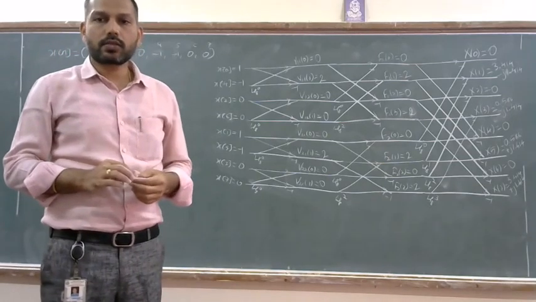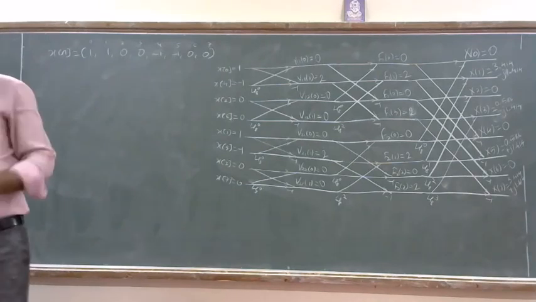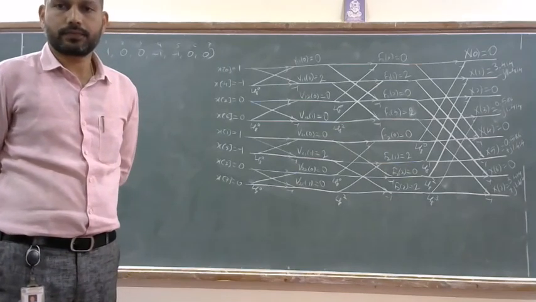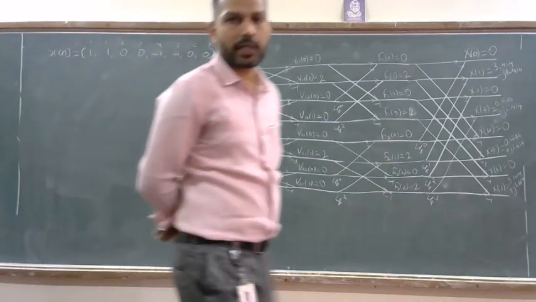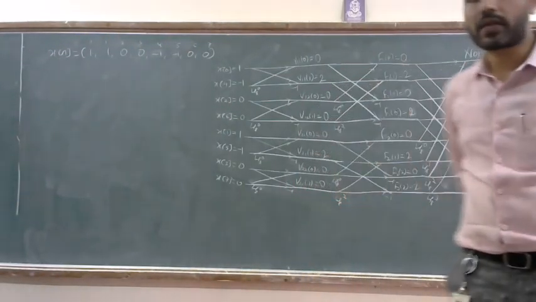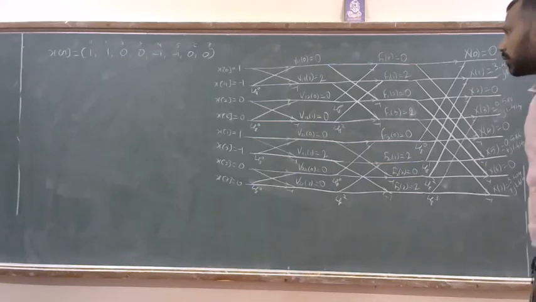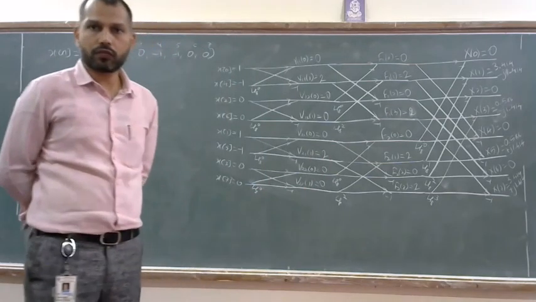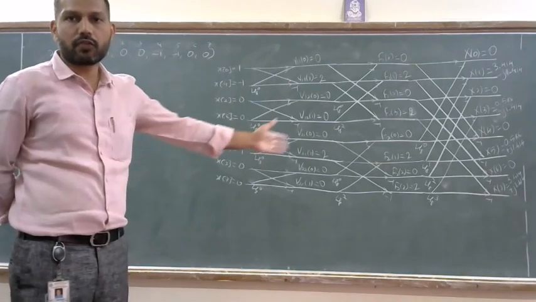Any doubts? Any questions? Did you all understand the procedure of decimation in time fast Fourier transform and the problems that we solved on it? Everything is dependent on only two equations of one butterfly structure. If you get those two equations, then you can develop the signal flow graph very easily.